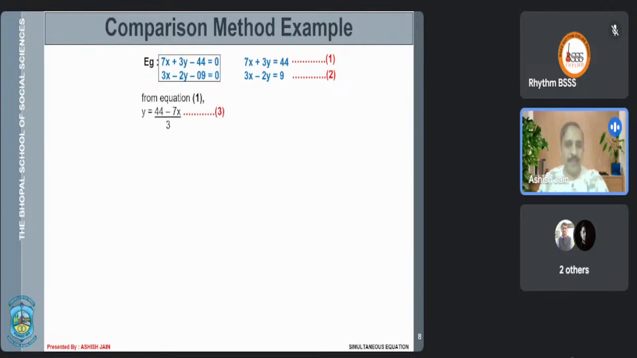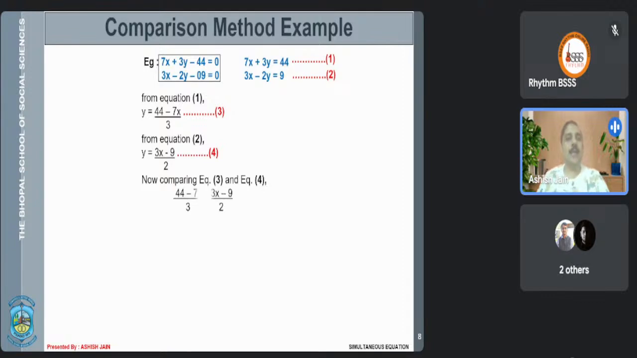Again, from equation 1, the value of y is equal to 44 minus 7x upon 3. Put it as equation number 3. Then from equation number 2, again I calculate the value of y. I take this 2y on the opposite side, it becomes plus 2y. I take this 9 to this side, it becomes minus 9. Then the value of y is equal to 3x minus 9 upon 2. Okay, since they both equate to y, we can compare them together.